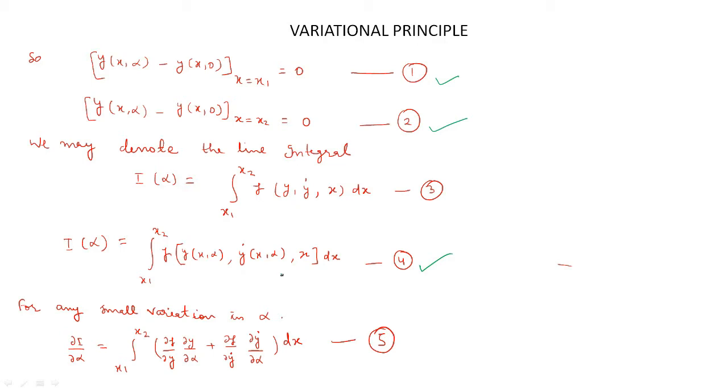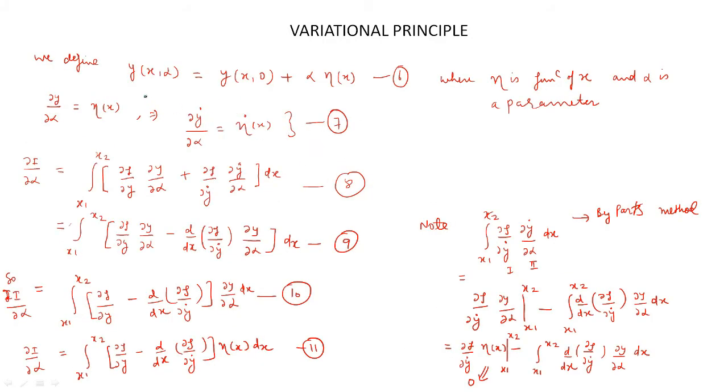Now if there is a slight variation in the second path, then we can write del I over del alpha as the integral from x1 to x2 of del f over del y times del y over del alpha, plus del f over del y dot times del y dot over del alpha. Because x is not a function of alpha, del x over del alpha will be 0, so this term will not be written here. So del I over del alpha is equal to the integral from x1 to x2 of del f over del y del y over del alpha plus del f over del y dot del y dot over del alpha, dx. Let us say it is equation number 5.